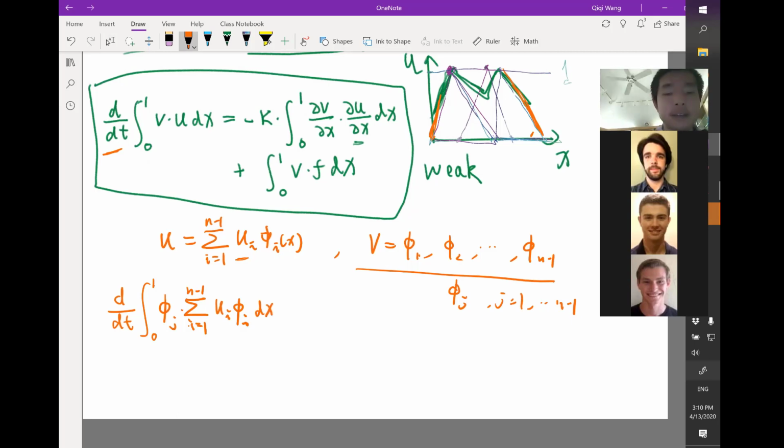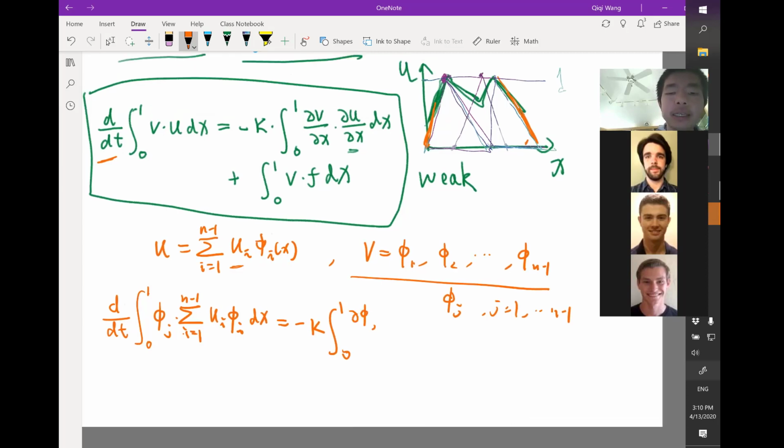That's my left-hand side. My right-hand side is going to be something we pretty much already did previously. So dv/dx becomes d phi j/dx, du/dx becomes a summation of u_i d phi i/dx, and again i goes from 1 to n minus 1, dx. The last term, which is just v times f, becomes phi j times f.